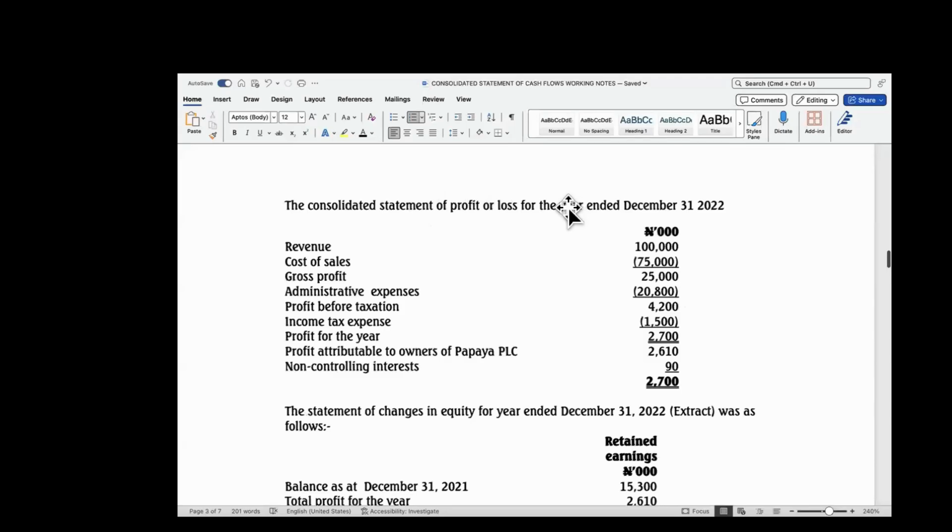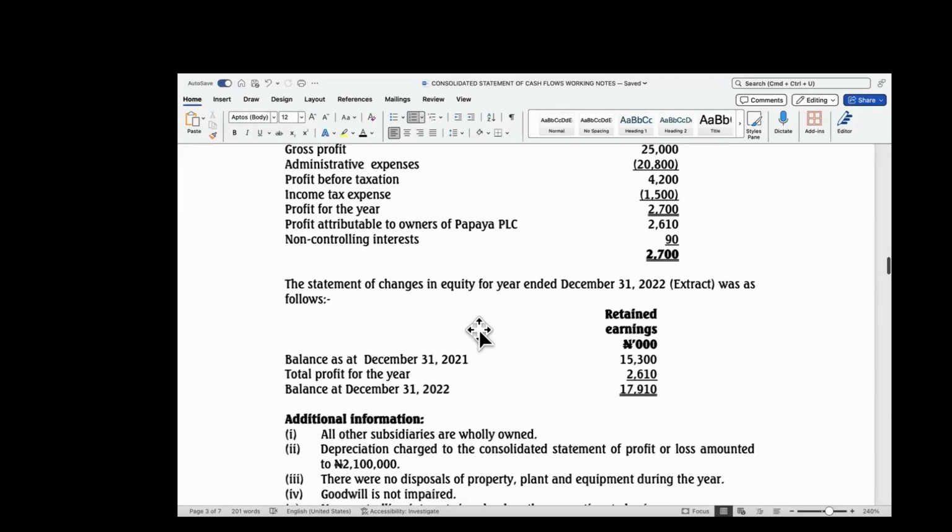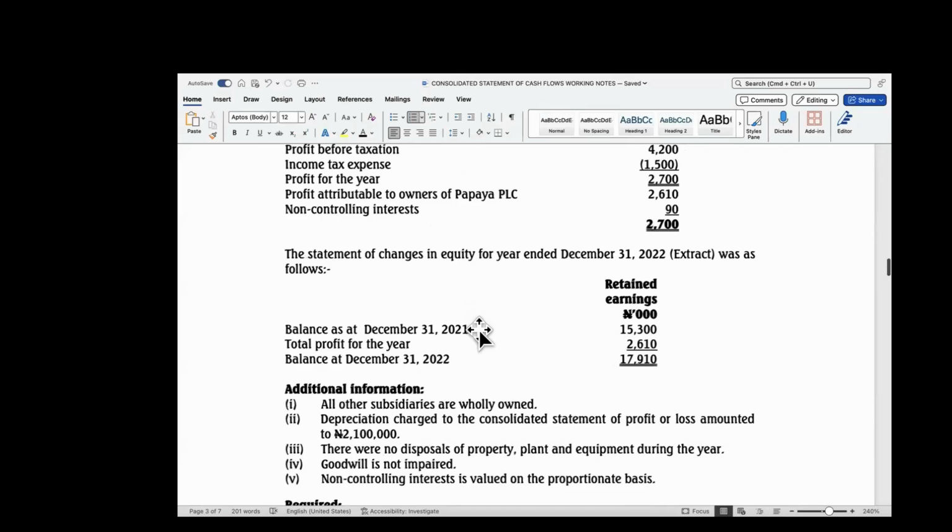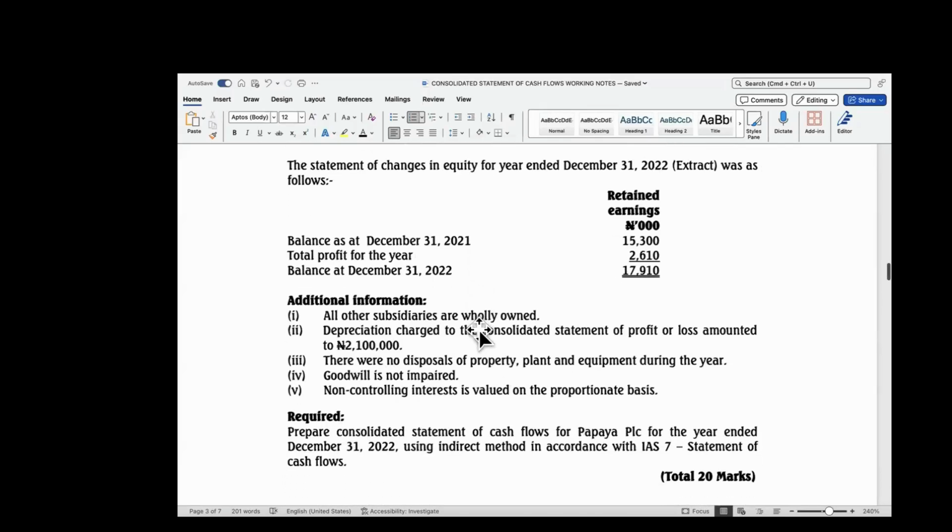And the consolidated statement of profit or loss is given as follows. And the statement of changes in equity is given as follows. And I said, all other subsidiaries are wholly owned. Depreciation charge of the consolidated statement of profit or loss amounted to 2.1 million. There were no disposals of PPE during the year. Goodwill is not impaired. NCI is valued on a proportionate basis.